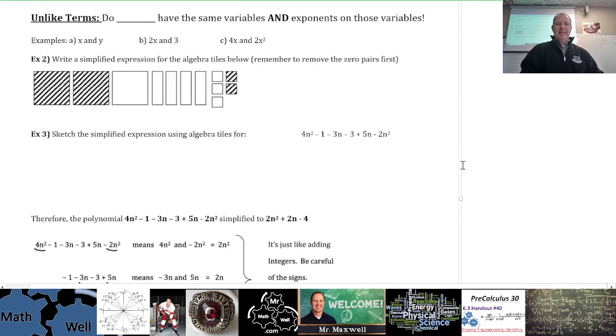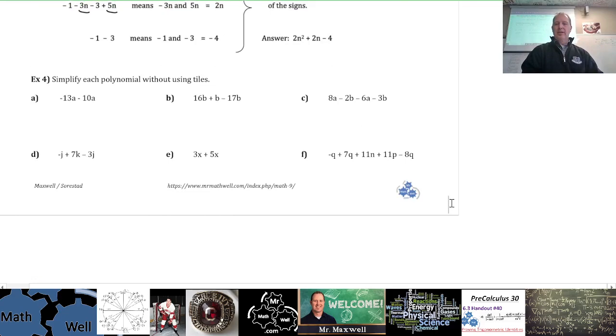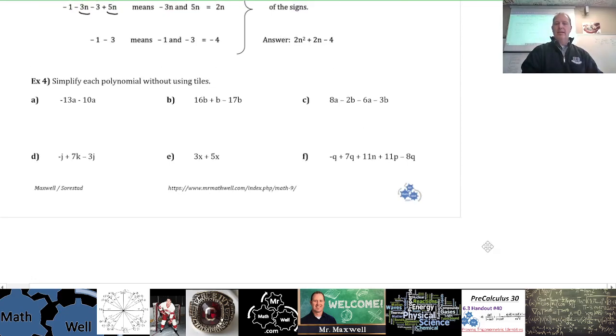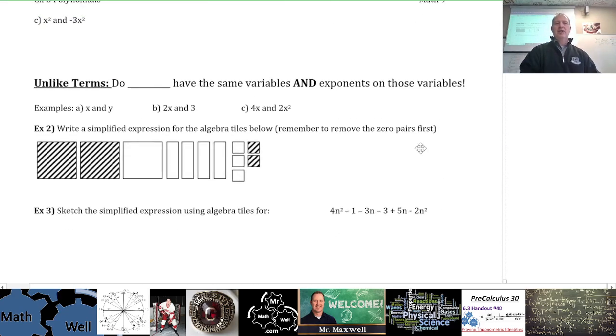All right, what's next here? Okay, so unlike terms do not have the same variables and exponents on those variables. You can have two terms that have x's in them, but if they don't have the same exponents on those x's, they're unlike terms. So they have to be identical. Everything other than the coefficient has to be identical, all right?